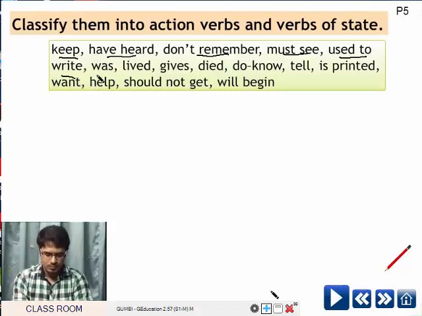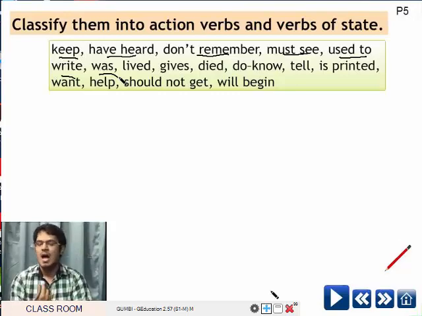Was. I was very happy. Next, lived. I lived in Mysore for 3 years. Gives. Raju gives me the pen every day.